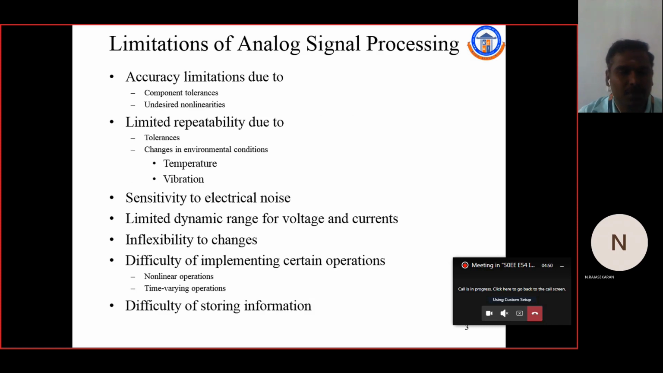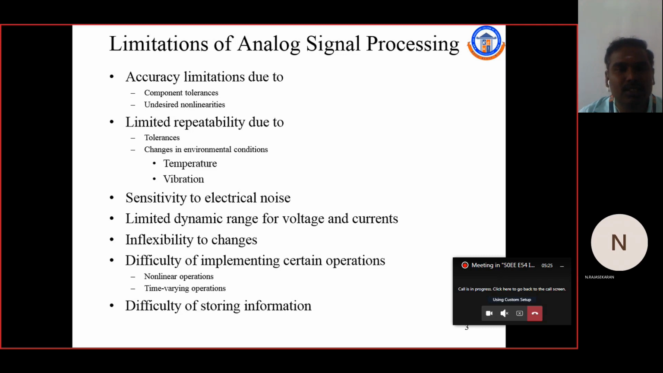Then, the limitations of analog signal processing. We face some disadvantages or limitations in analog signal processing. For example, accuracy limitations due to component tolerance and undesired nonlinearities. Component tolerance means that each and every component in a design has some tolerance value, either plus or minus 1 or 2%. This tolerance value is the reason for the limited accuracy and undesired nonlinearities.